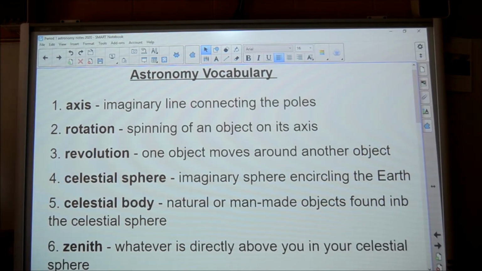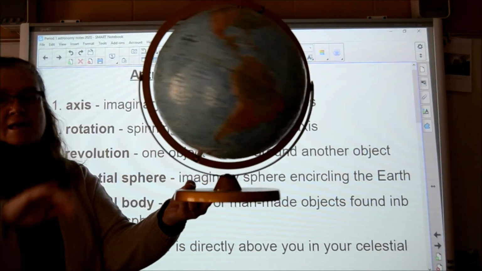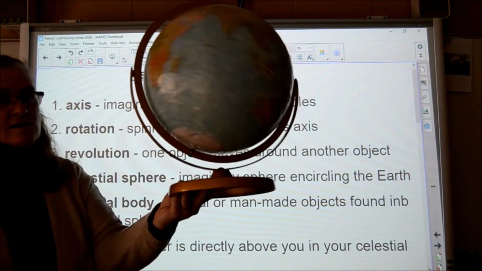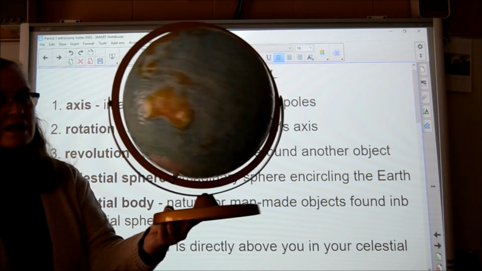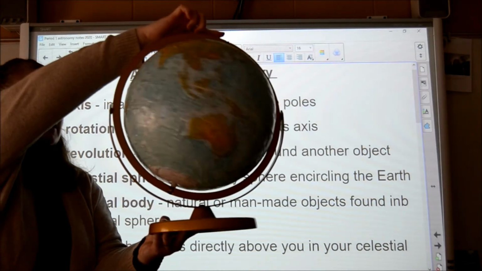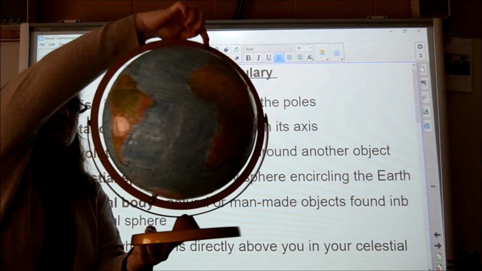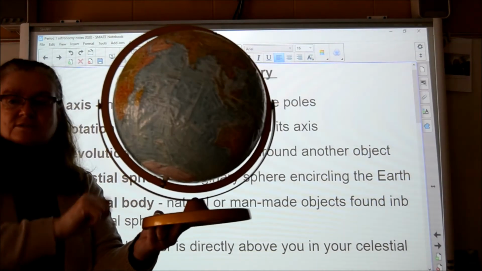So if I'm looking at an axis, my axis is my imaginary line that connects from one pole to the next pole. For us here on Earth, it connects the North Pole to the South Pole. Rotation is that spinning of an object on its axis. So if I take the globe and I spin it, alright, it is rotating. My axis is that line, actually it's a rod that connects from the North Pole down through the South Pole for the globe.